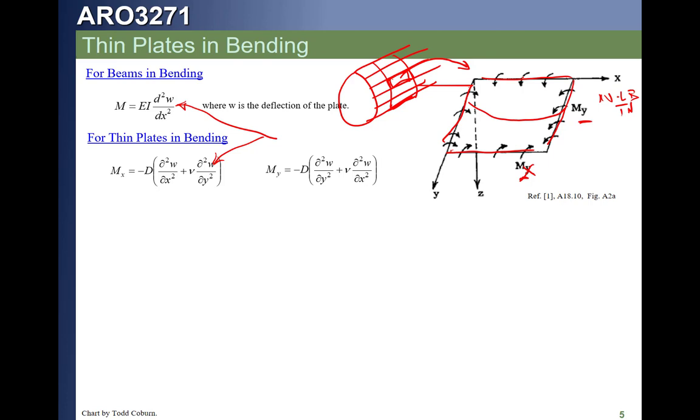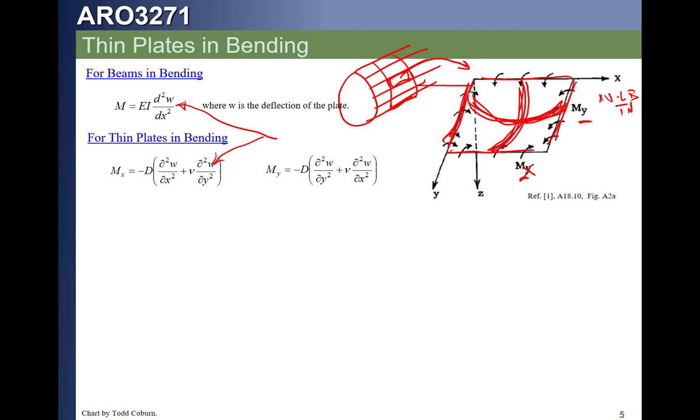If we only had supports along the edges, like along the x edges, then we would only get this behavior, and we can actually treat this with a differential equation for a column. If we only had restraint at the ends along the y-axis here and here, we could use the column equations to evaluate the deflection going like this.